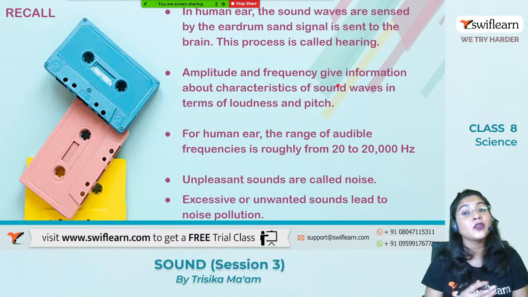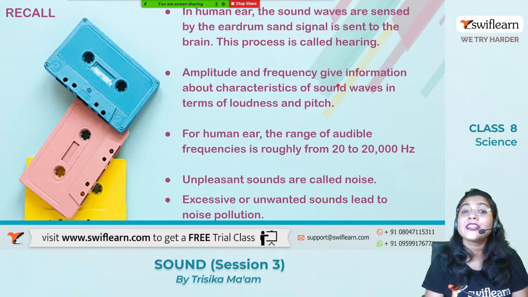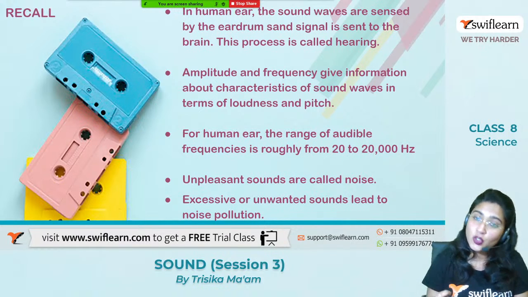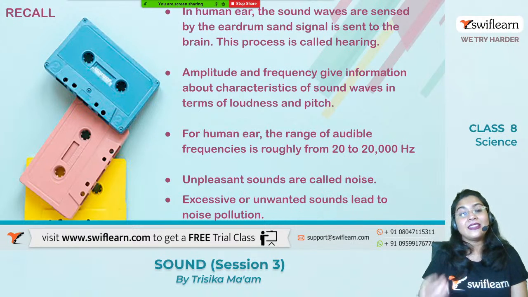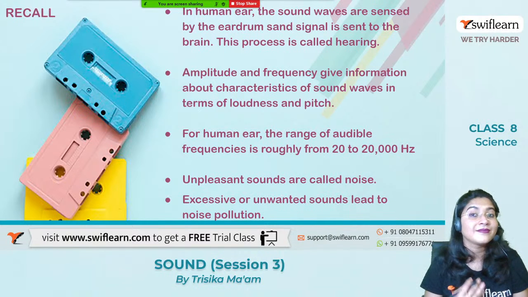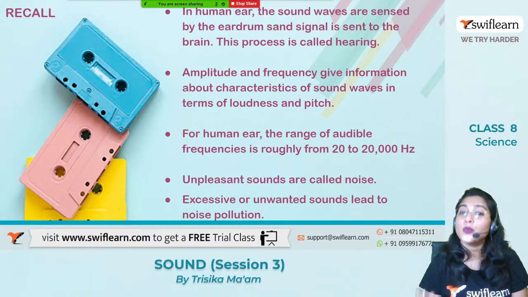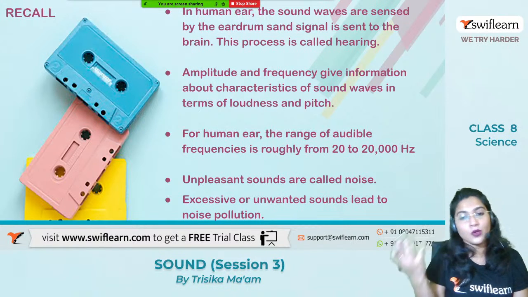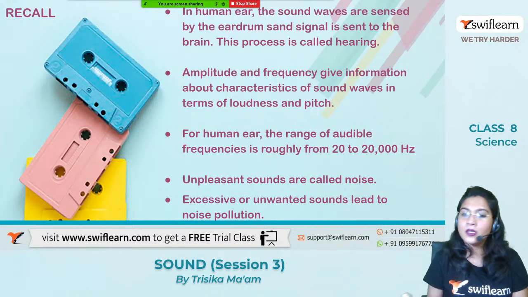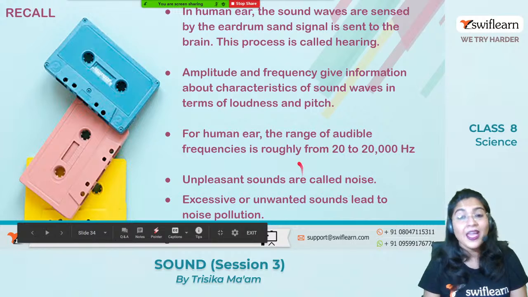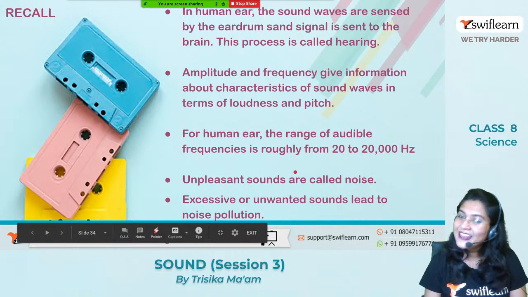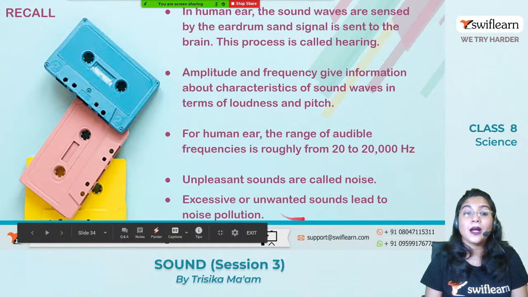Secondly, the amplitude and the frequency give information about the different characteristic features of the sound. Amplitude determines the loudness of the sound, and frequency determines the pitch of the sound. Then we studied the audible range of sound, which we can hear. The audible frequency for a normal human being is 20 to 20,000 hertz. Above 20,000 hertz or below 20 hertz, we cannot hear the sound. And also, we have studied unpleasant sounds, which are known as noise. The pleasant sounds can also be called musical sound, right? Exactly. And finally, we have studied that excessive or unwanted sound leads to noise pollution.